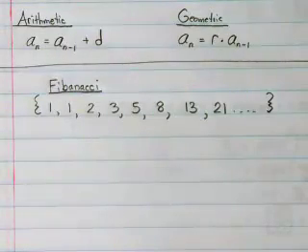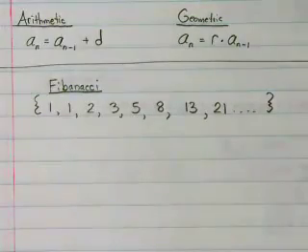Okay. So, you guys all caught the pattern there? 1 plus 1 is 2. 1 plus 2 is 3. 2 plus 3 is 5. 3 plus 5 is 8. Okay, now here's the difference between this one and just a strict arithmetic sequence. We're adding things together, right?